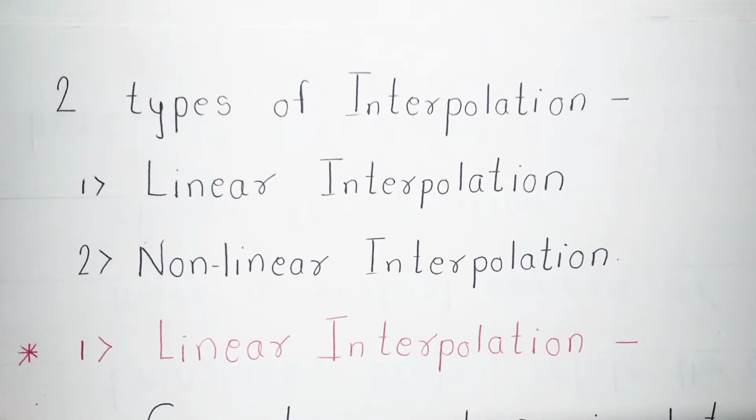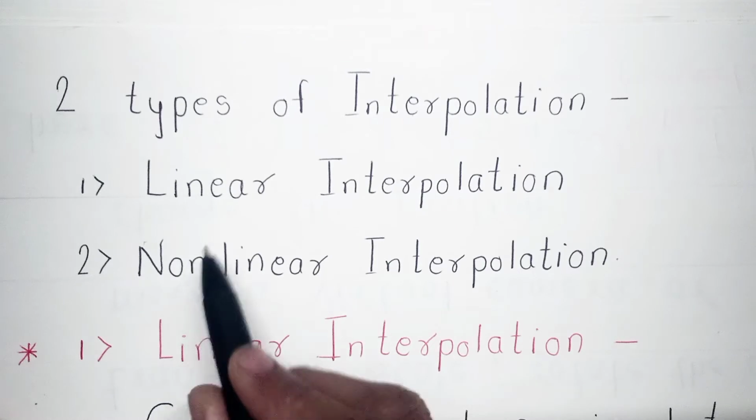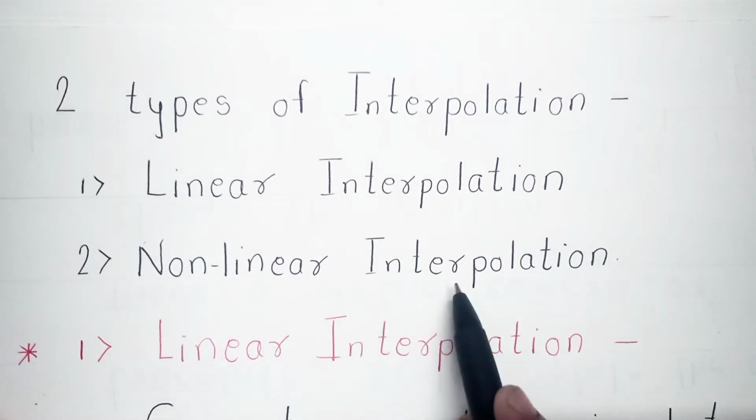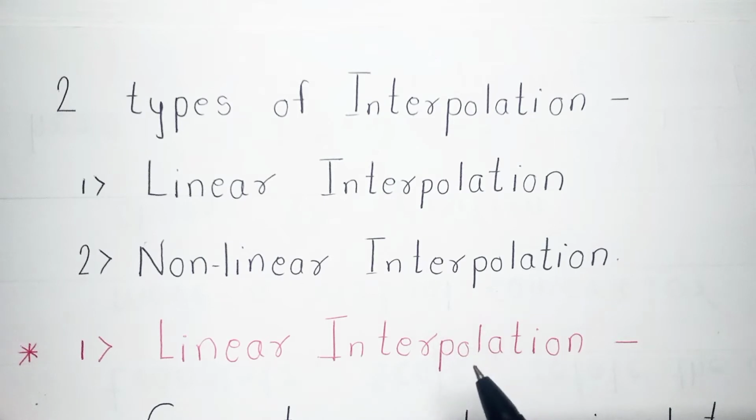There are two types of interpolation. The first one is linear interpolation and the second one is non-linear interpolation. So here first understand the difference between linear and non-linear interpolation. Again consider the same example. Suppose we will find out the number between the two limits 2 and 4.